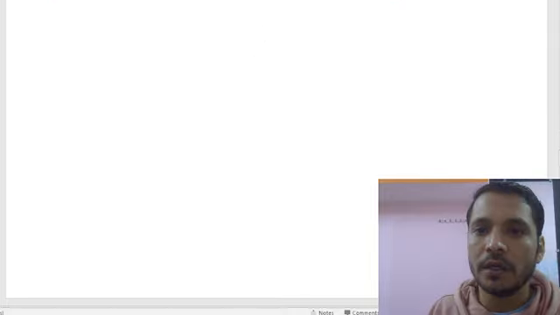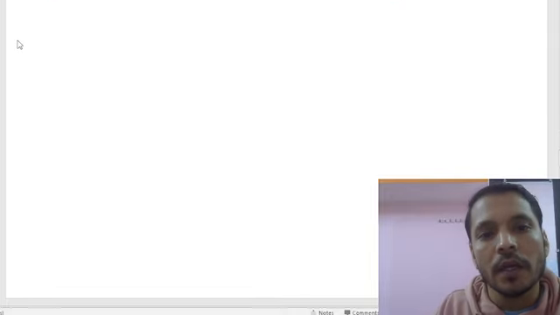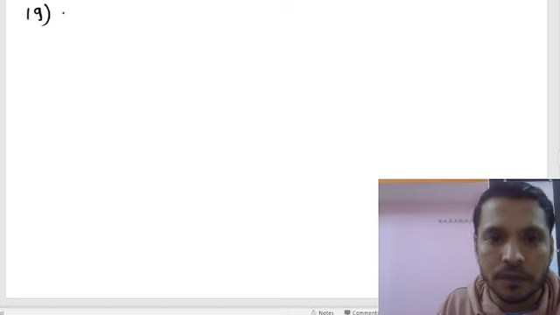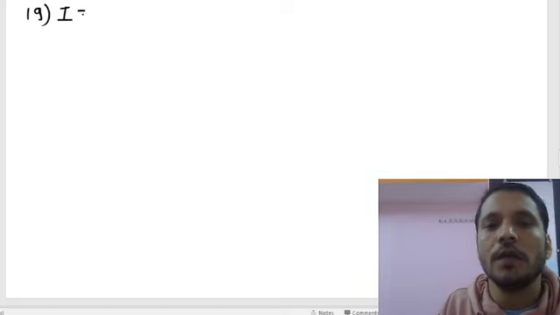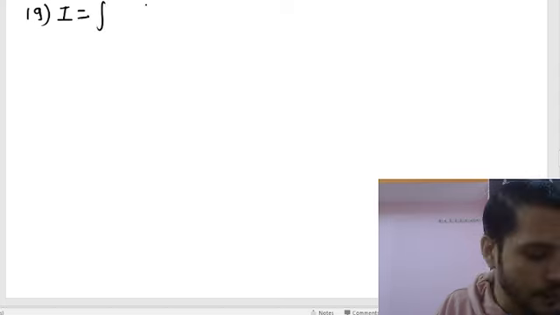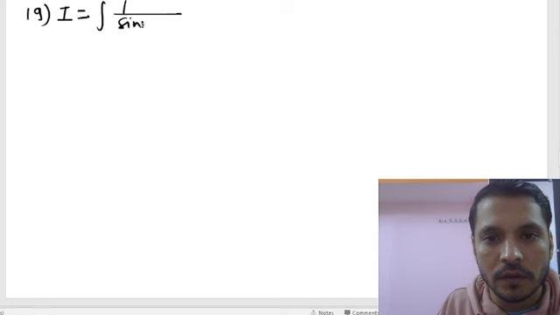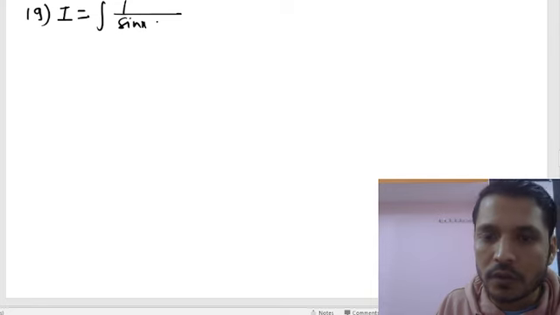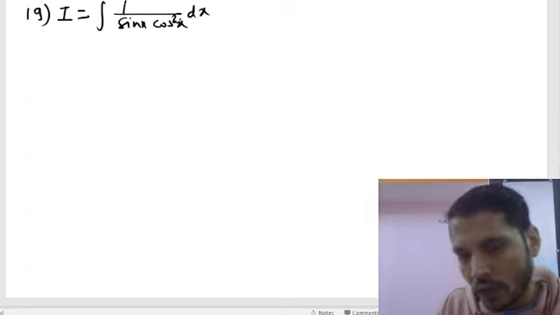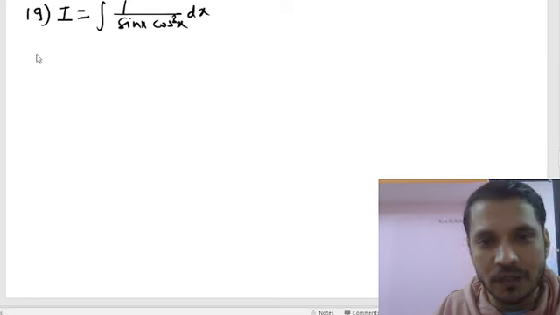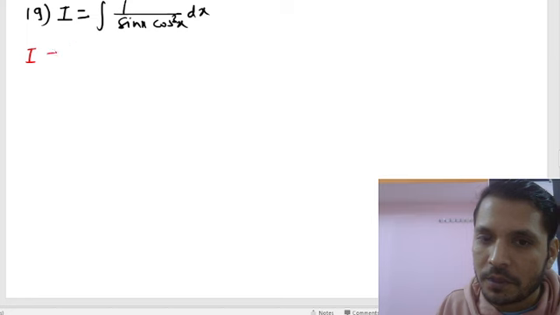Question number 19 is, we have given I is equal to what? I is equal to the integral of 1 upon sin x and cos cube x into dx. What can we do here? Very simple. Actually it is not simple, it is important, but if we understand the concept, it is very simple.